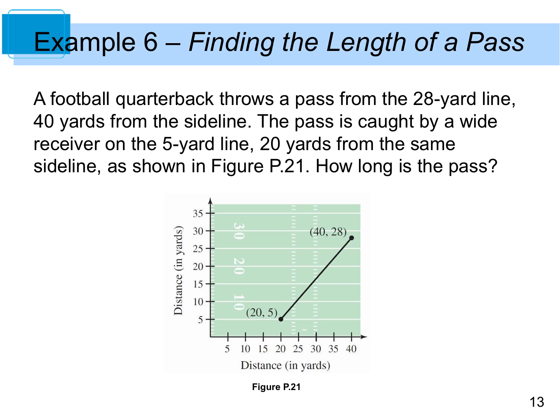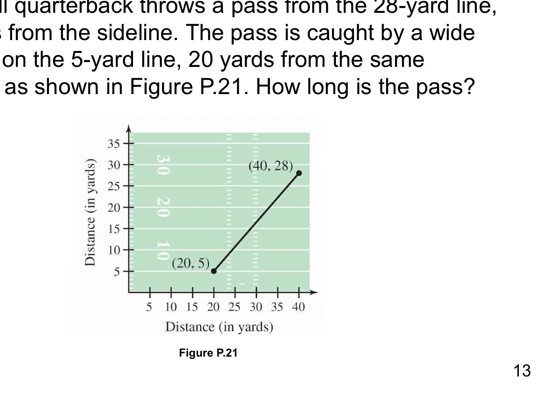All right, in example 6, we're finding the length of a pass. So length, we want to use the distance formula. So a football quarterback throws a pass from the 28-yard line, 40 yards from the sideline. The pass is caught by a wide receiver on the 5-yard line, 20 yards from the same sideline, as shown in figure P21. How long is the pass? So we're going to use from this point to this point. And we want to find the length of it.